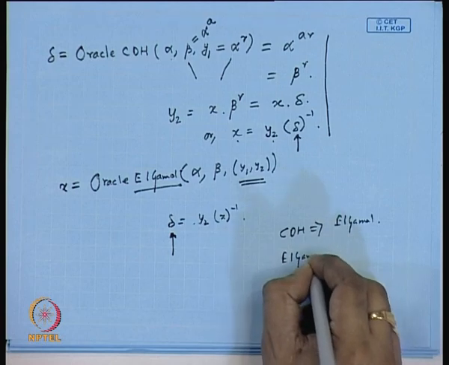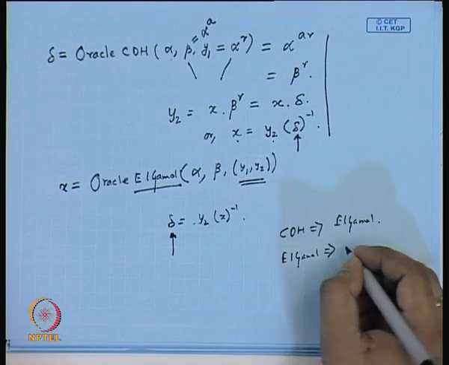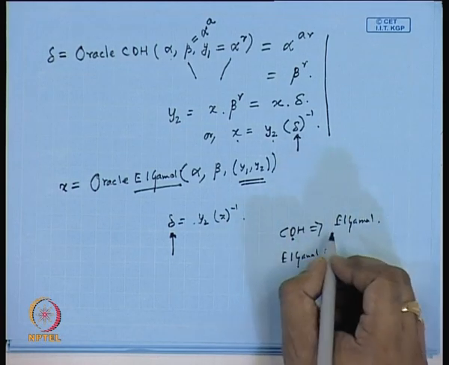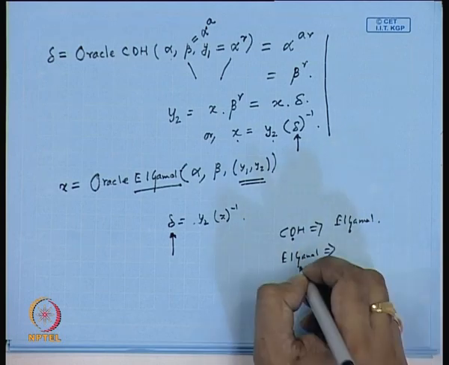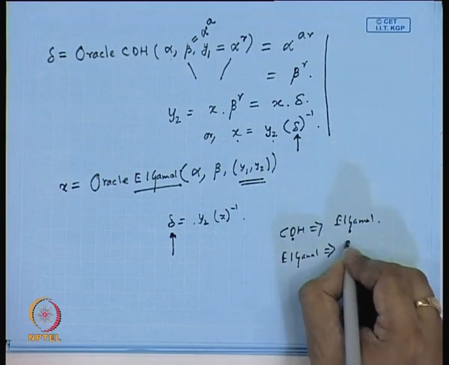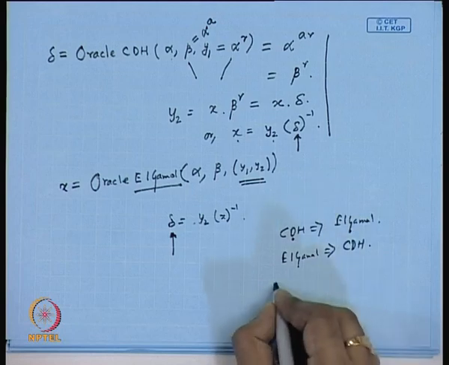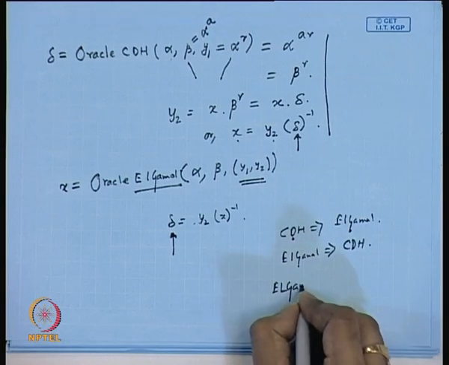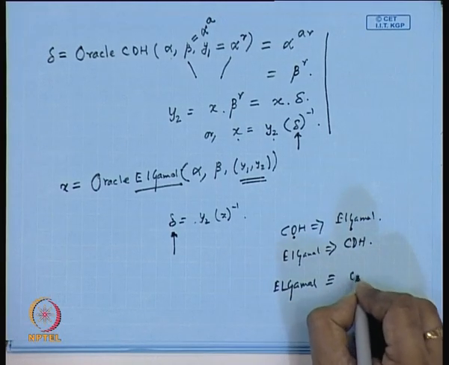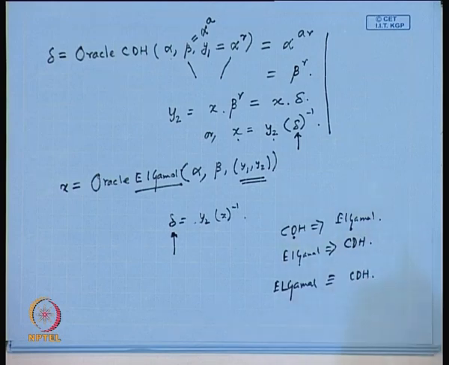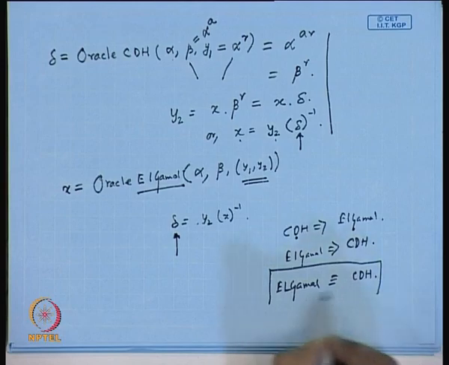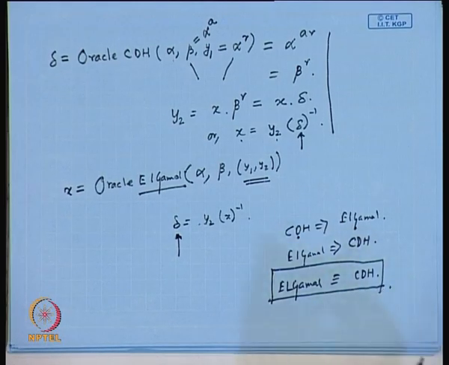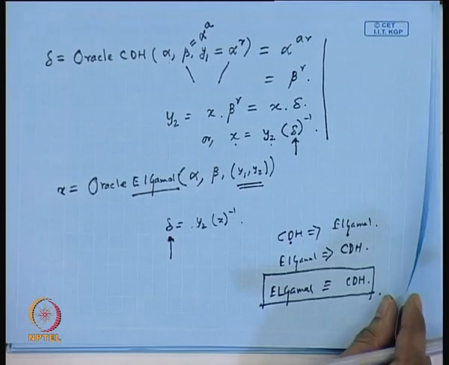So, therefore, the CDH assumption is implying the ElGamal assumption. Similarly, the ElGamal assumption is implying the CDH assumption. So, therefore, we will say that the ElGamal assumption is equivalent to the CDH assumption, right. Is that clear?